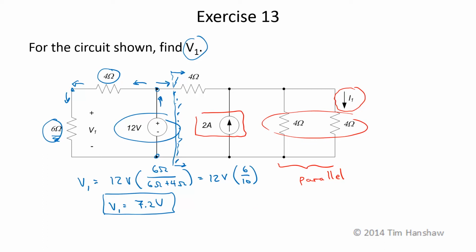However, I don't know the current into that combination of elements. This current in this direction is not necessarily the same as this 2 amp current because it's going to split and go in both directions at this junction here. I'd have to solve for this current, I sub x. From this, I could use a current divider to find I1.